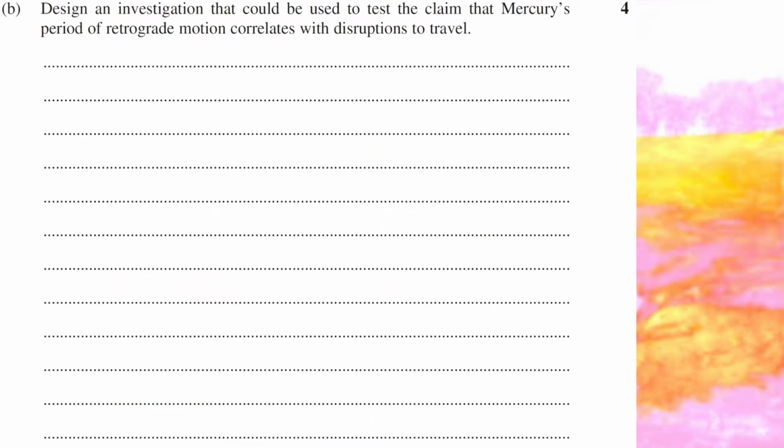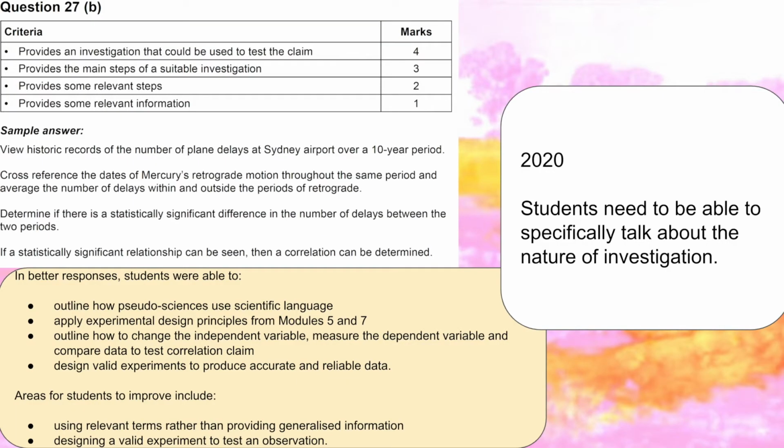You can even look at traffic data that you can find online, and then have a look at that. In that respect, what you're doing is designing a second-hand investigation. When you look at how you've got to do this, you've also got to test the claim that there's a link between Mercury's retrograde motion and traffic disruption. The sample answer given by NESA talks about looking at Sydney airport data, but any transport data works, and you correlate that to the retrograde motion and determine whether there's anything going on there.